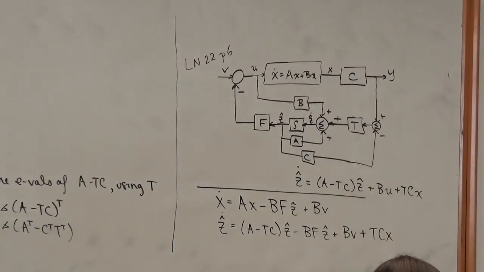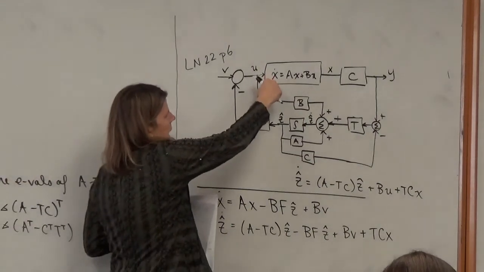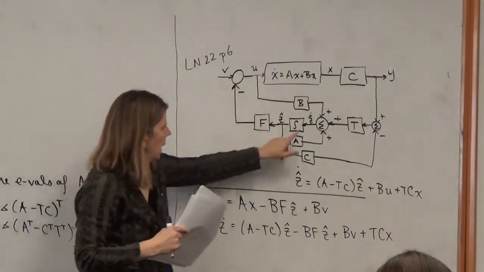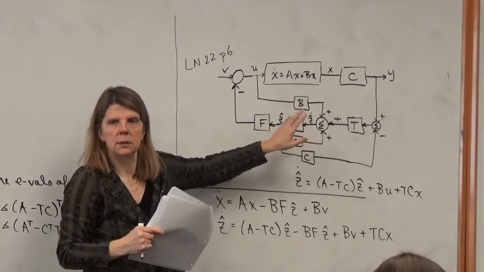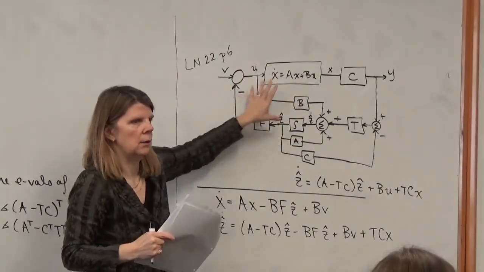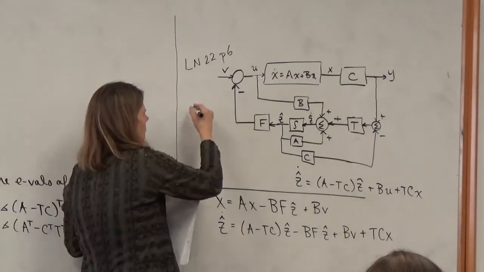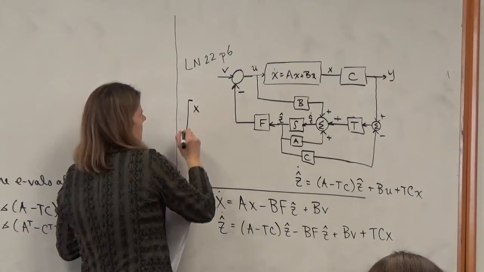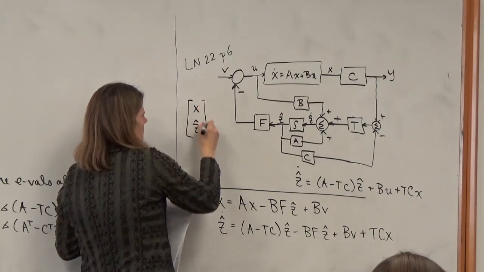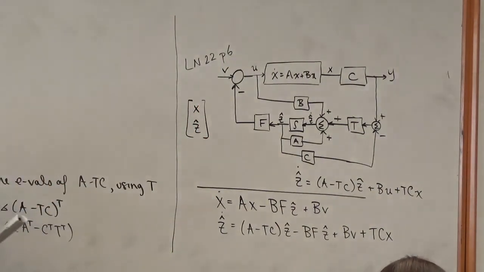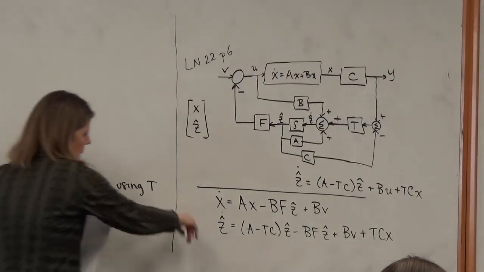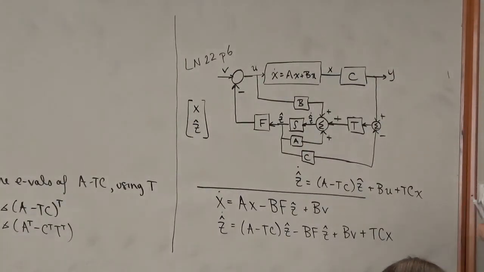Alright, so now I've got this system. The overall system has an n-dimensional state vector here, and it's got an n-dimensional state vector here. So what was originally an n-dimensional system is now a 2n-dimensional system. If we think about the whole state, the first n components are x, and the second n components are z hat. So I can take these two sets of n-dimensional equations and write them out as one big 2n-dimensional system.